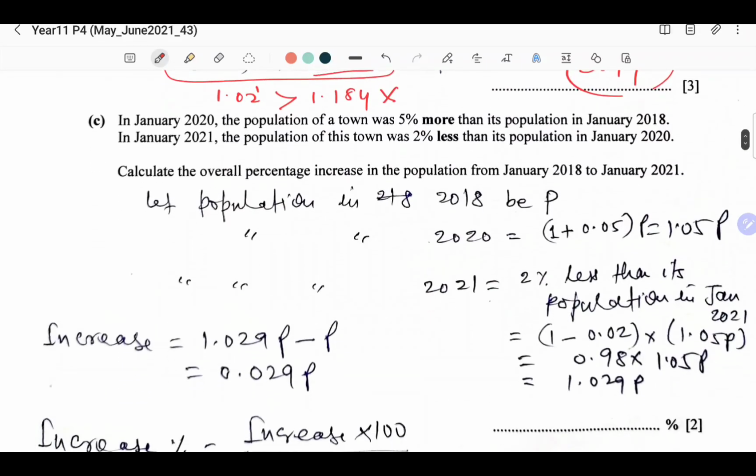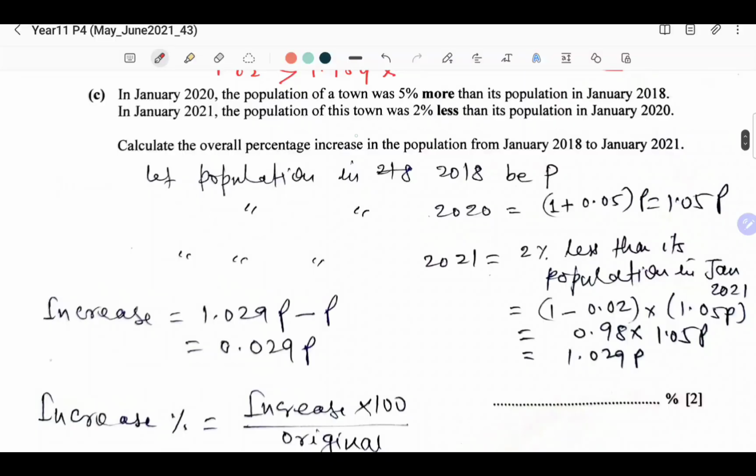Now in C part, it says in January 2020 the population of a town was 5% more than its population in January 2018. In January 2018 the population of this town was 2% less than its population in January 2021. Calculate the overall percentage increase in the population from January 2018 to 2021. So here I have assumed, let population in 2018 is P. In 2020, after 2 years, 5% increase, so multiplier factor 1 plus 5 over 100, 1.05P.